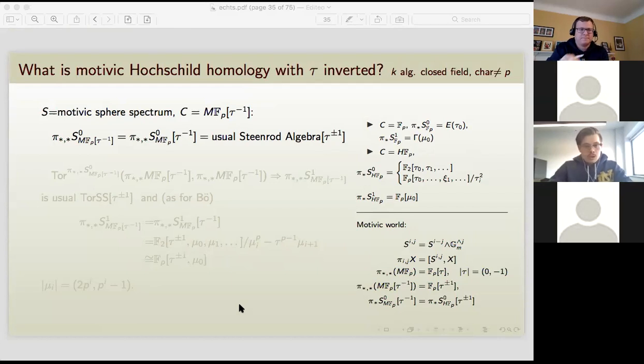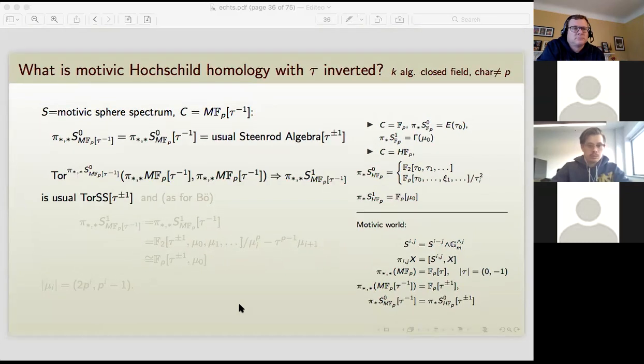Then we do have the usual Steenrod algebra with a Laurent polynomial generator added. And what happens is that the dual Steenrod algebra of the motivic mod P Eilenberg-MacLane spectrum with tau inverted is the same as the tau inverted Steenrod algebra. So I can calculate the Tor, and the only thing is that I have a tau inverted hanging around, and that flips out on the outside. So I have exactly the same situation as for the topological situation, except that I have this Laurent generator.